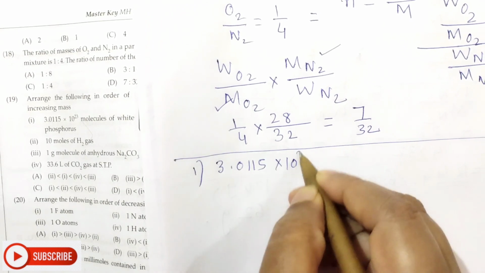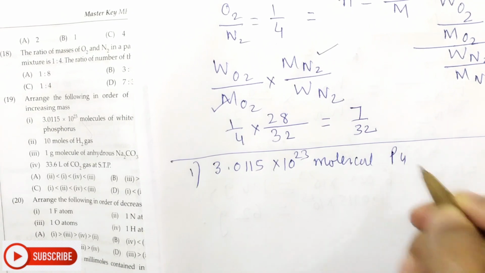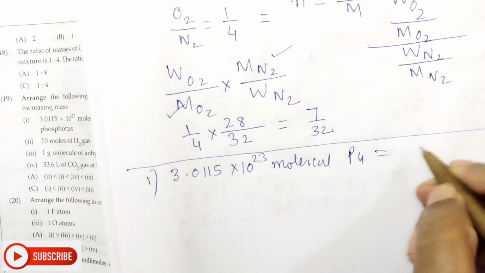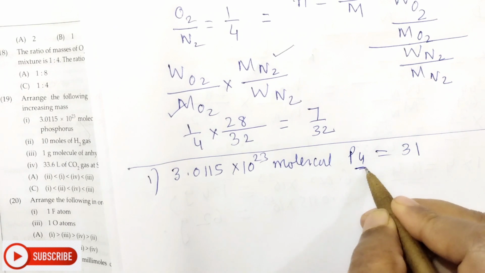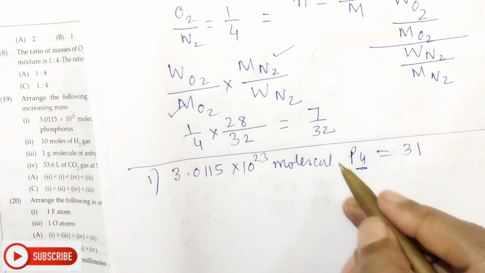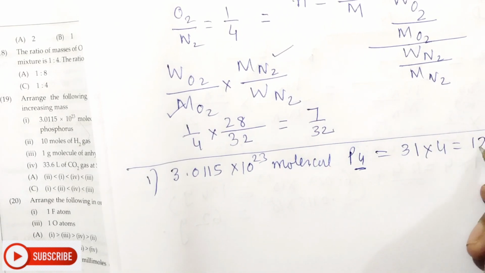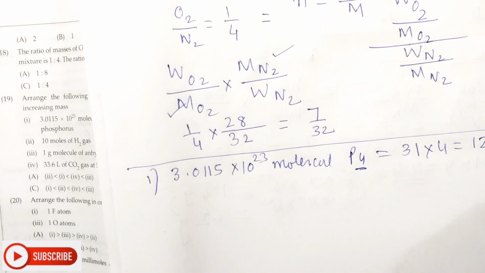They have given 3.0115 into 10 raised to 23 molecules of what, students? Of P4. Mass of 1 phosphorus is how much? 31. P4 means this is white phosphorus, which has the formula P4. It occurs in the tetrahedral form. So this mass will be equal to 124 gram.